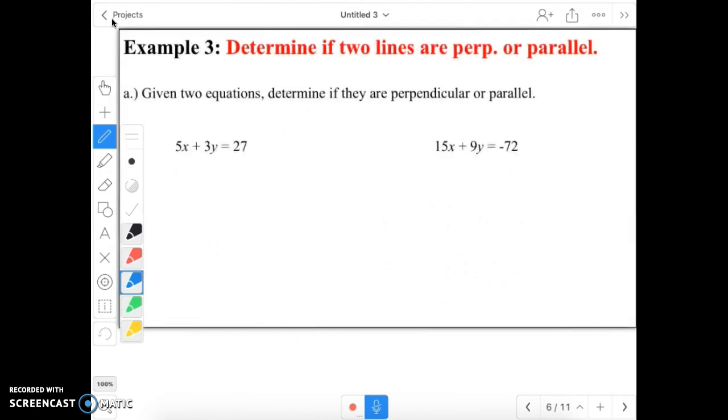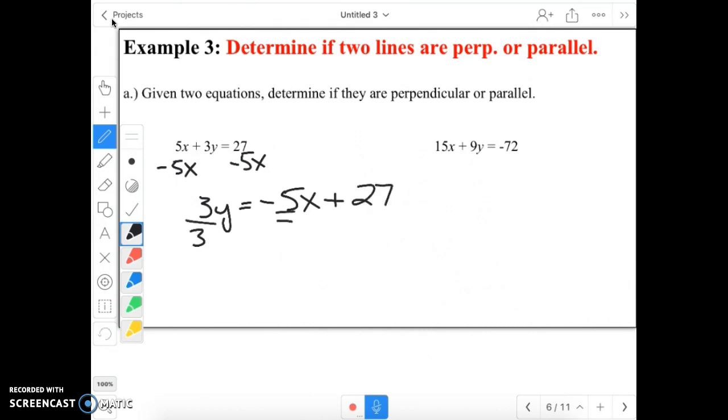All right, given two equations, determine if they are perpendicular or parallel. So the easiest way to figure that out would be to get them in slope-intercept form. That's generally our nicest equation for anything. When we're trying to figure out anything, it just tells us the most information. So if I'm going through and solving this, plus 27, divide by 3, divide by 3, divide by 3, y equals negative 5/3 x, and then that simplified down would be plus 9.